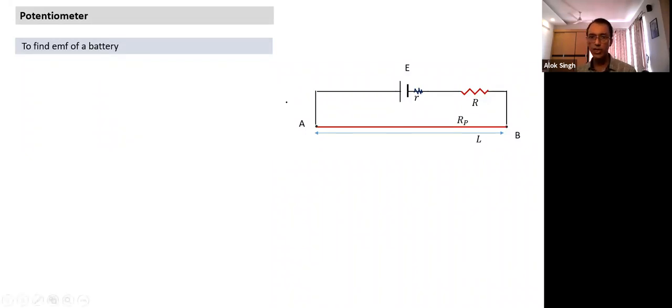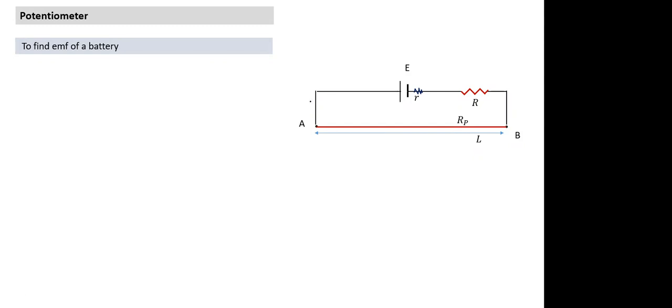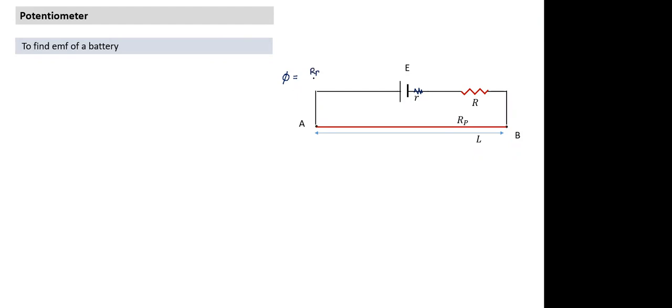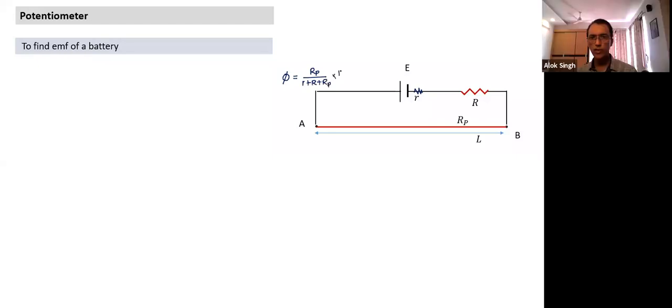When we have the primary circuit, do we know the potential gradient here? Yes, we can calculate the potential gradient. The potential gradient will be equal to RP by (R plus RP) into E by L. So it's extremely easy to calculate. And until I change any of these terms, until this current changes, the potential gradient remains constant. So this is the primary circuit we have set up.